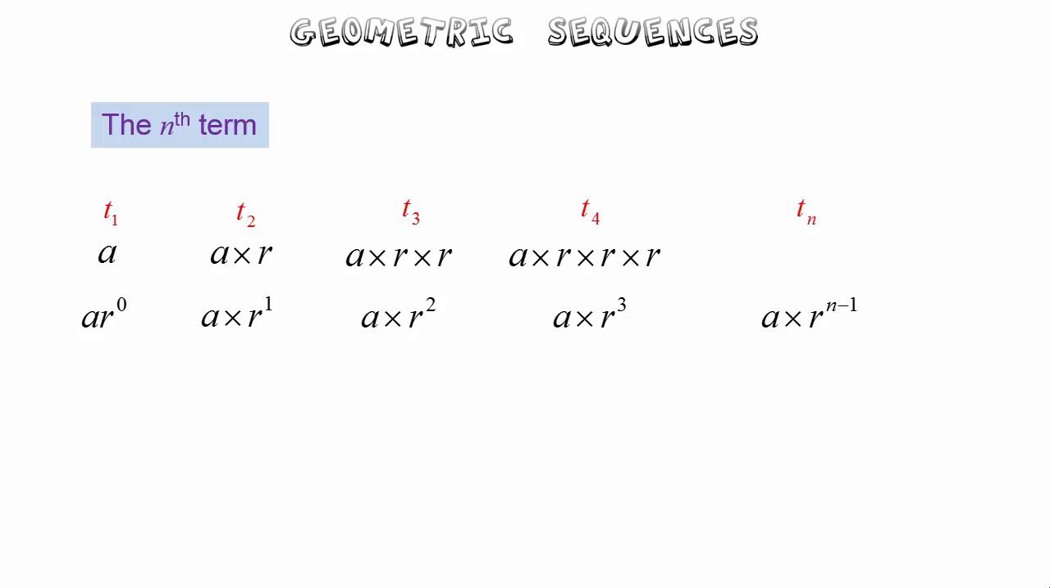It's n minus 1 because you can see that the subscript of each T term is always 1 more than the power of R, or in other words, the power of R is always 1 less than the subscript of the T. So we can just write our general Tn formula for the geometric sequence as Tn equals A times R to the power of n minus 1. That allows us to work out any term of a sequence if we are given the value of A and the common ratio R. Let's try an example.